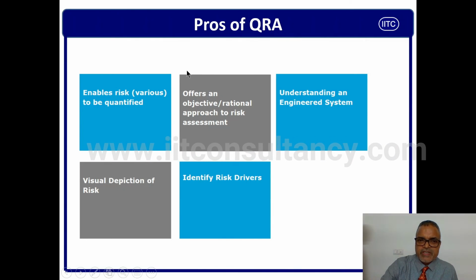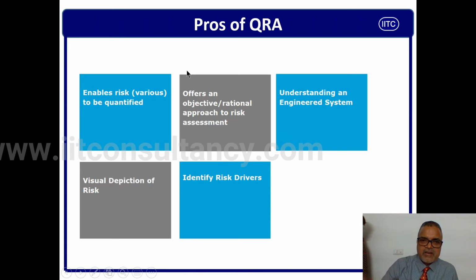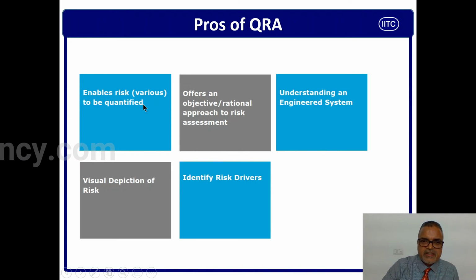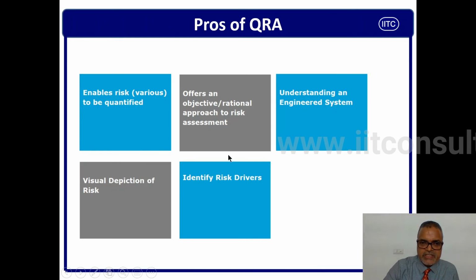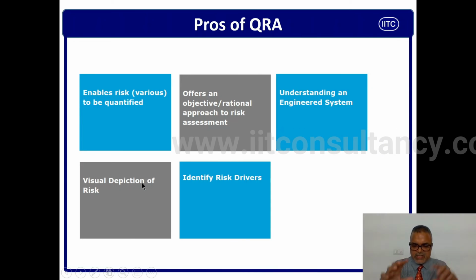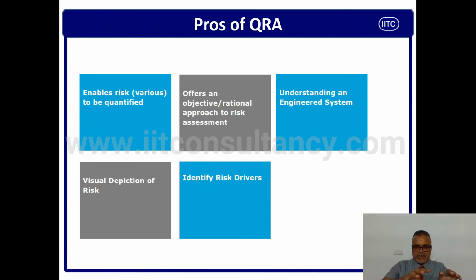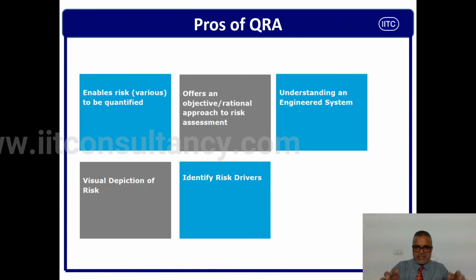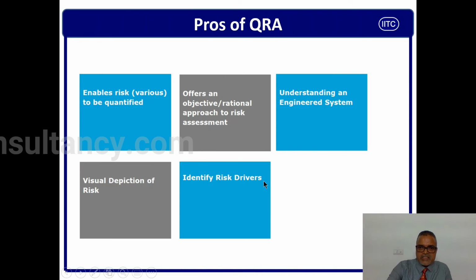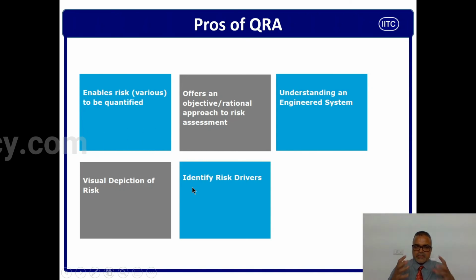These are the pros of QRA. It enables risk to be quantified. It offers an objective, rational approach to risk assessment and understanding an engineered system. Visual depiction: you can see the visual contours, the graphs and the distances here. And it identifies the highest risk contributors; you can also see which actions are creating how much risk. This will help you.